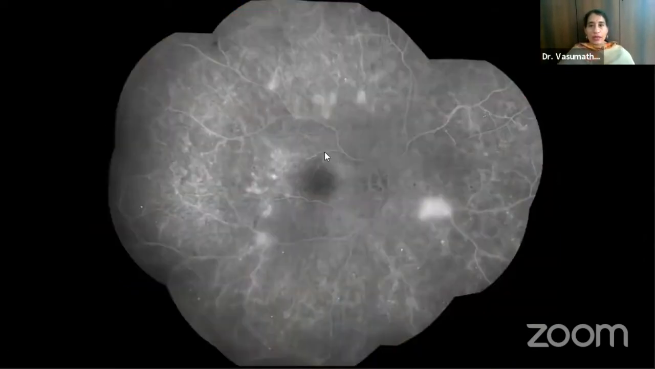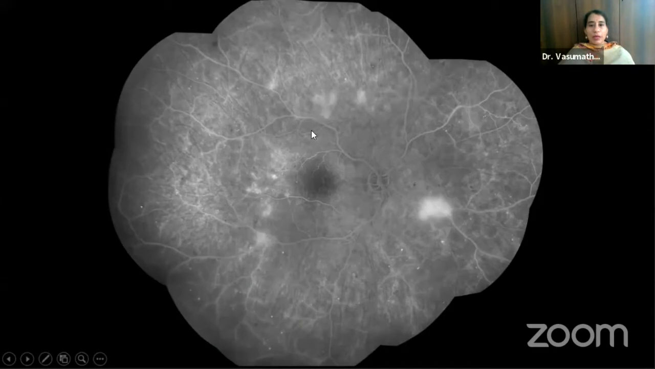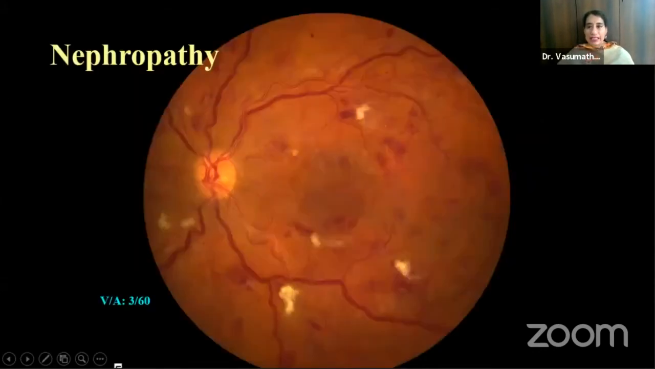So when we do the angiogram, we find that in cases here where new vessels were not clinically obvious, you can make out new vessels, and these are most probably IRMAs. So you know the extent of the disease and you can treat effectively by laser. And this is another condition where fluorescein angiography is helpful.